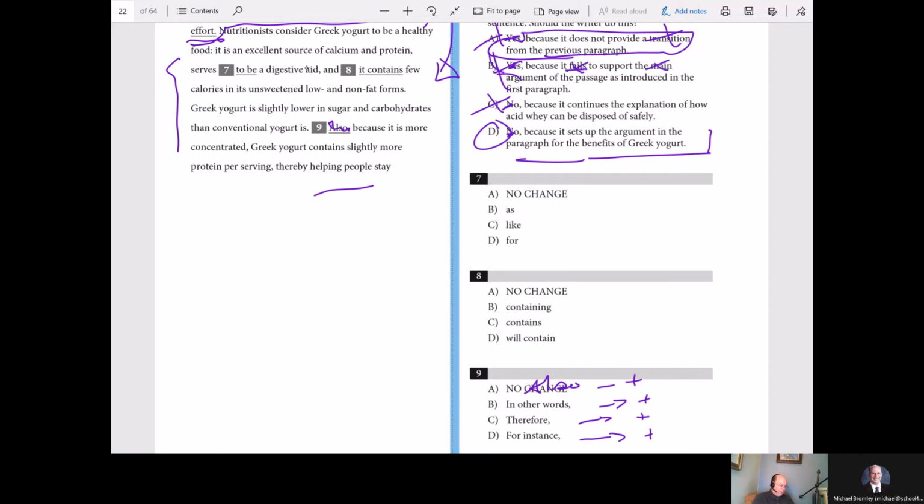So let's see what we got. So, oh, it's a stupid long sentence. Nutrition is considered to be healthy, blah, blah. It's got non-fat forms. Greek yogurt is slightly lower in sugar and carbohydrates than conventional yogurt is. All right, so it's all about the health. It's lower in sugar and carbohydrates. And then something, because it's more concentrated, contains slightly more protein. So the containing protein is not a result of sugar and carbohydrates. Therefore, that's not an example of it. And that's not expressing the same thing in another word. So I go with also, whether I liked it or not. So that's number 9. We want to go with A, also.